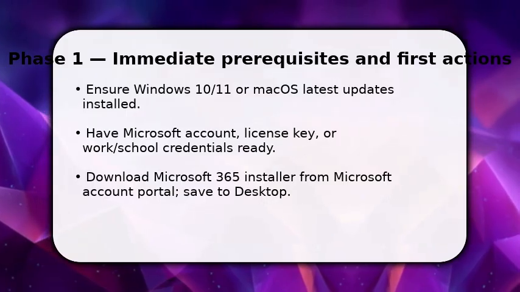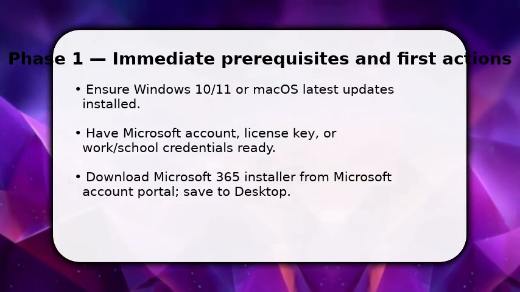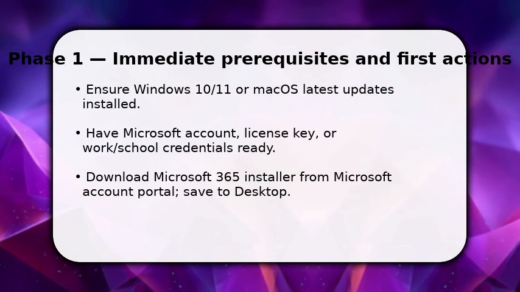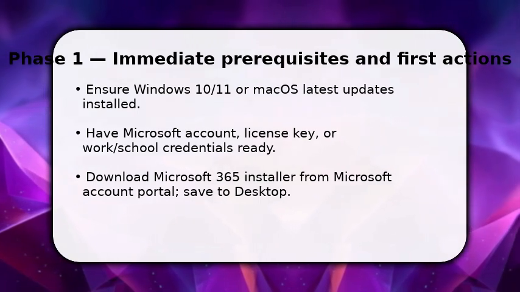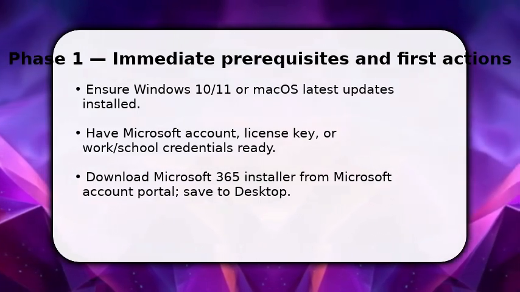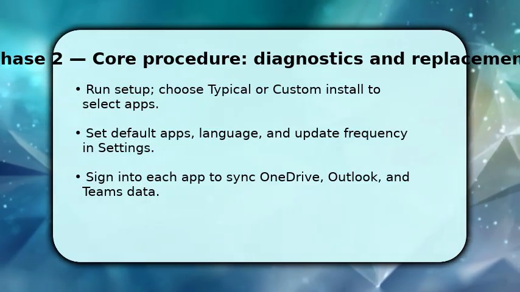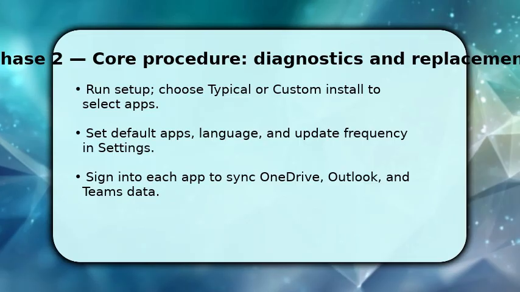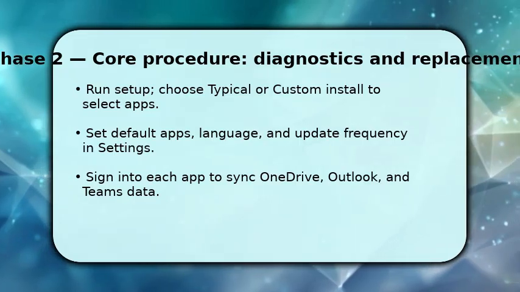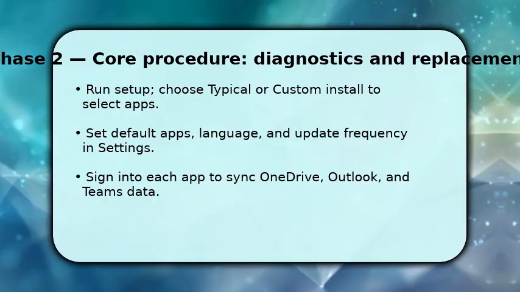While installing, keep your internet connection steady. It fetches component updates. This minimizes later activation hassles and ensures apps install with the latest security fix. You proceed by running the installer and selecting typical for default apps or custom if you need only specific tools: Word, Excel, PowerPoint, Outlook, Teams.